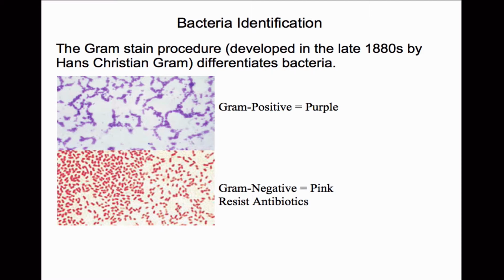All right, we have a couple of different ways to identify bacteria. The Gram stain procedure was developed by Hans Christian Gram in the late 1880s, and this shows us the differences in bacteria. A lot of times when we're trying to identify a bacteria, we will do this Gram stain procedure. Gram positive would be purple, and Gram negative would be pink. And if it's Gram negative, we know we have a problem, because that type of bacteria resists antibiotics. It's not as easily killed by antibiotics.